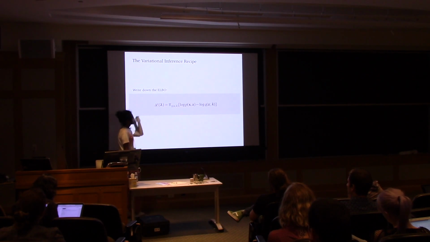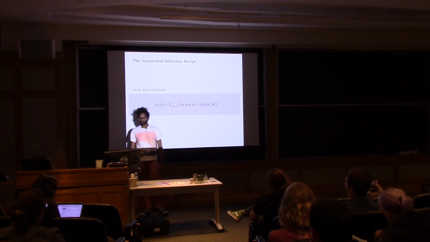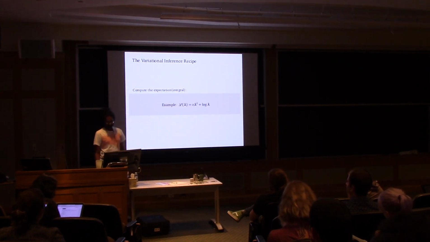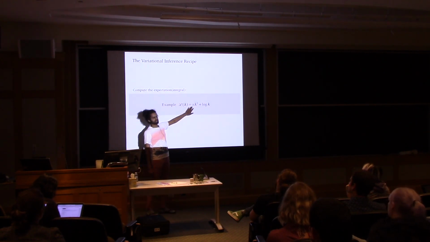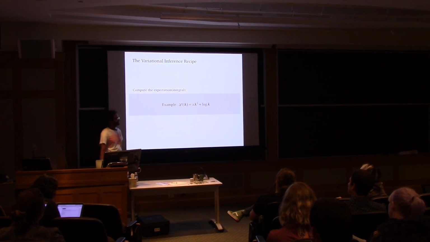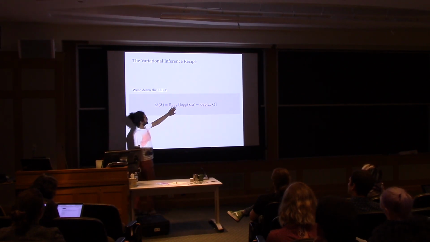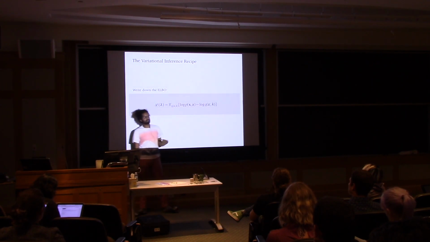Then we write down the ELBO. This is just the objective we saw earlier. Log p of x comma z minus log q of z with parameter lambda. Then we want it in terms of the parameters that we're optimizing over, so we compute the expectation. So just to see that again, I want to compute this expectation here so that my function is explicitly in terms of lambda, so I can optimize it.